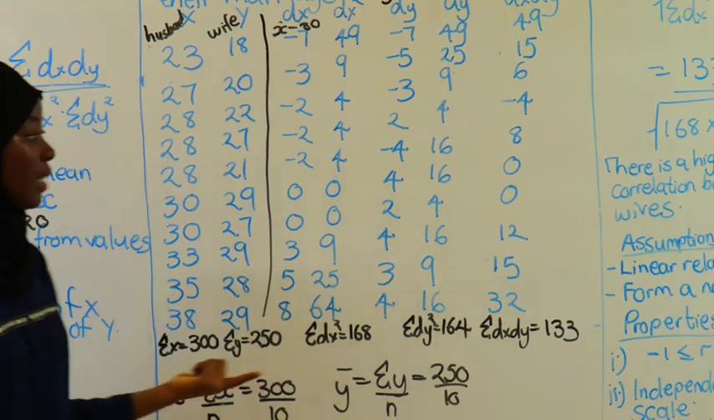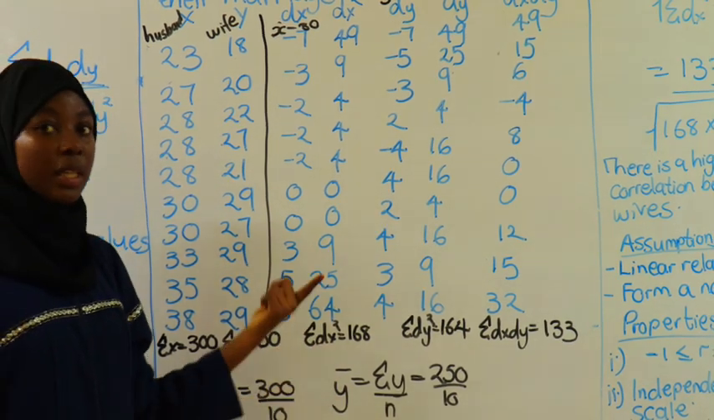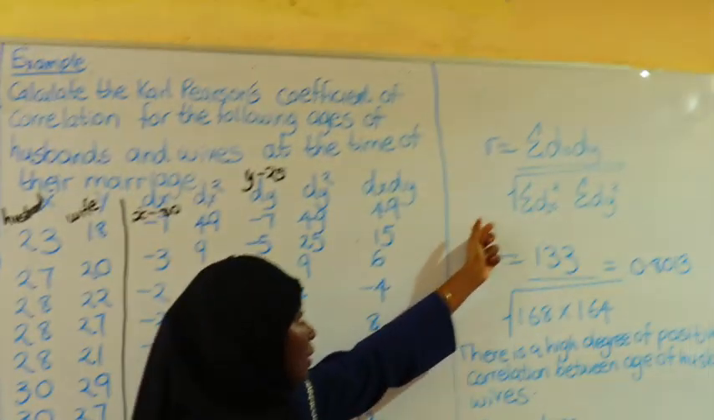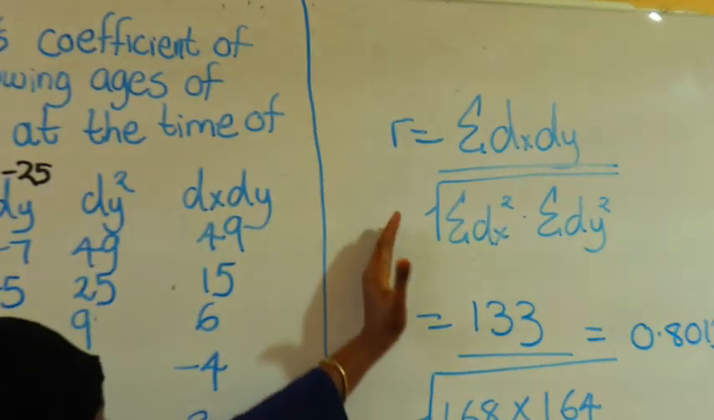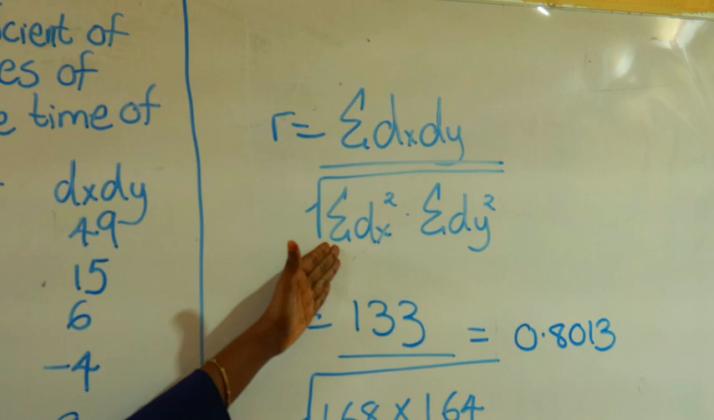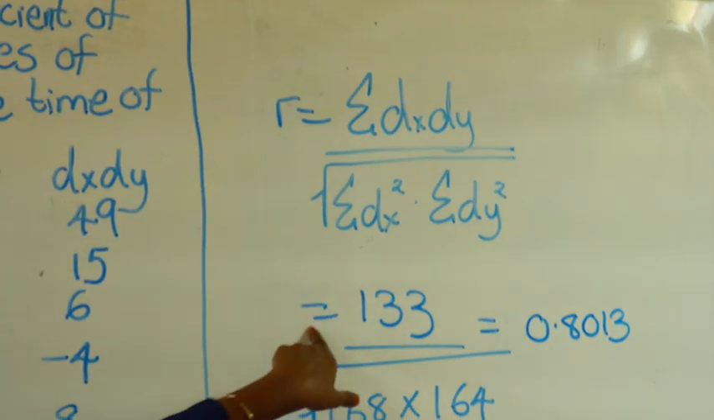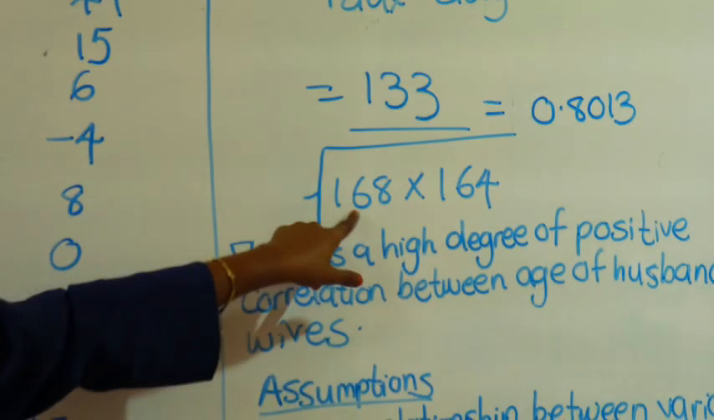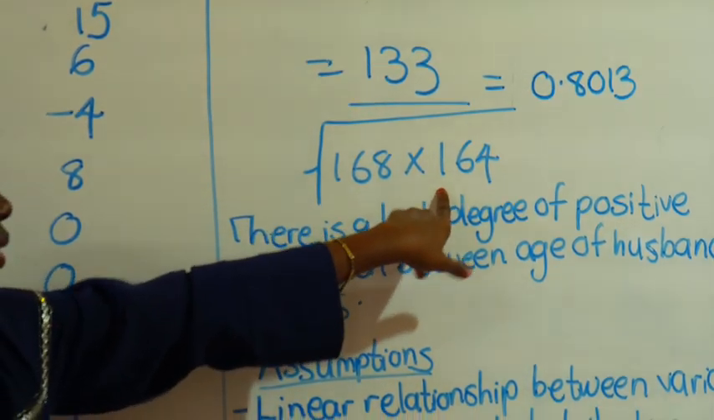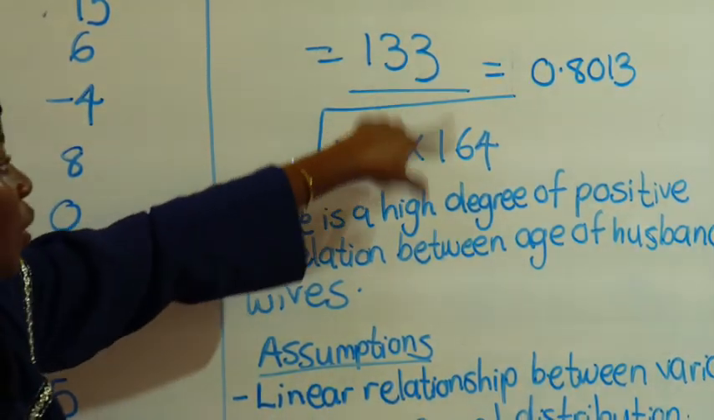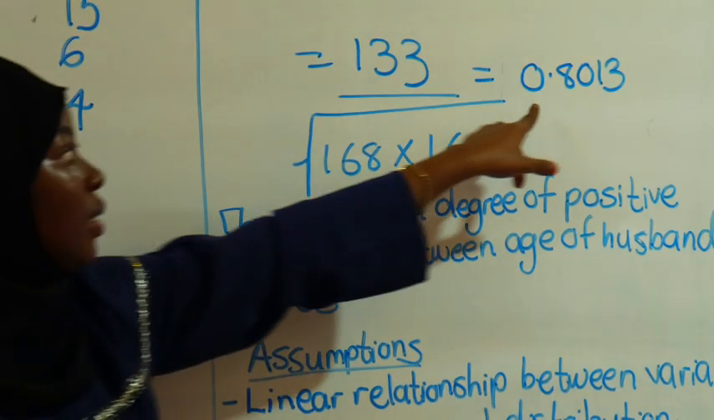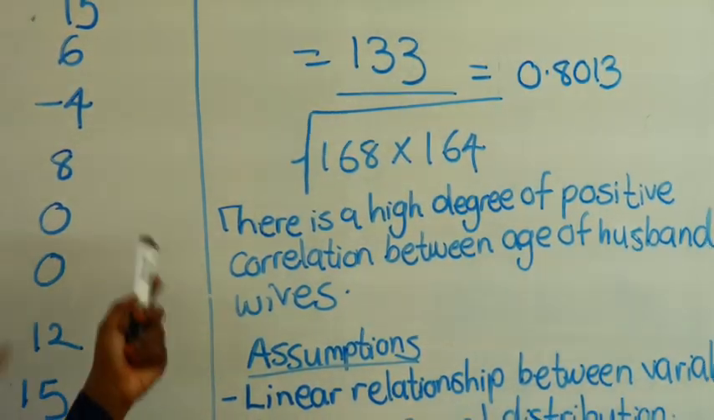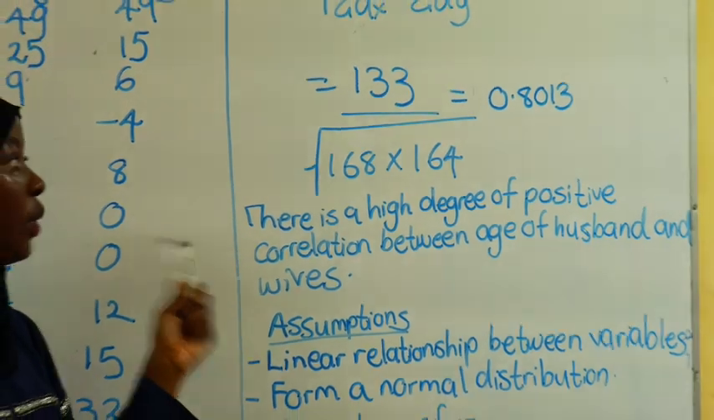So what is left here, you're going to replace these values in the formula. So this is our formula. Summation dx dy over the square root of summation of dx squared times summation of dy squared. When we were calculating, we got summation of dx dy as 133. This as 168 times 164, you get the square root. So when you do this, you get 0.8013.